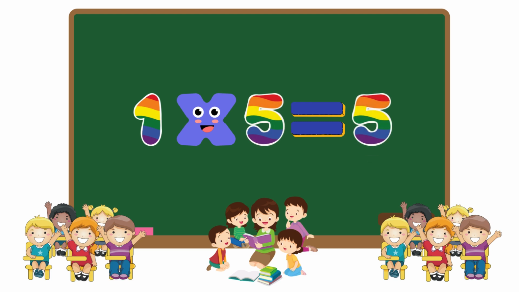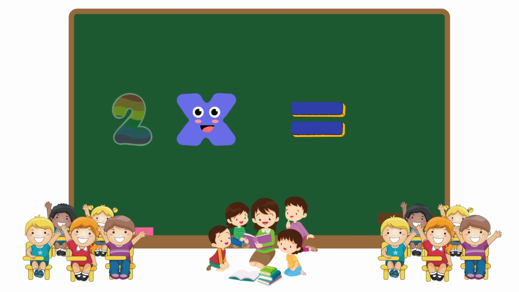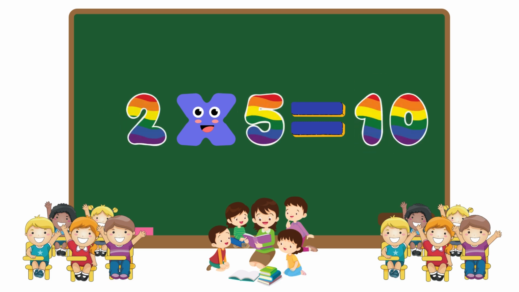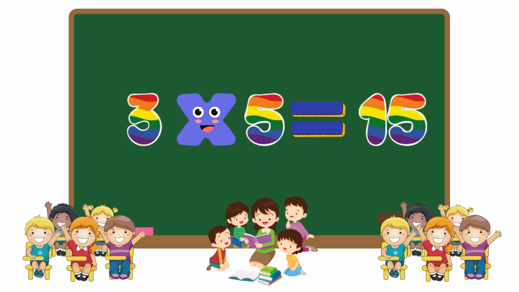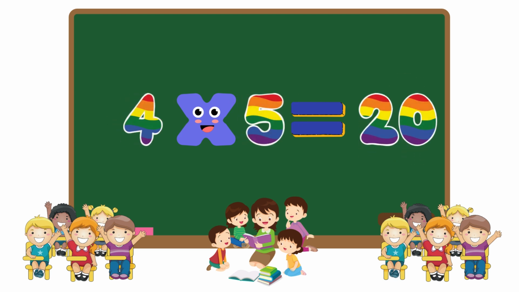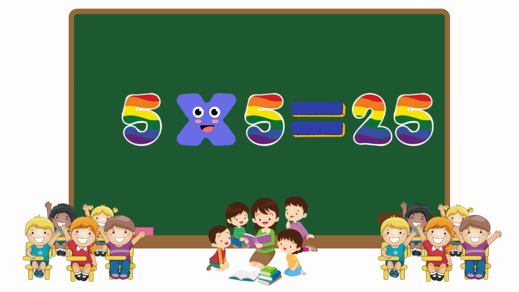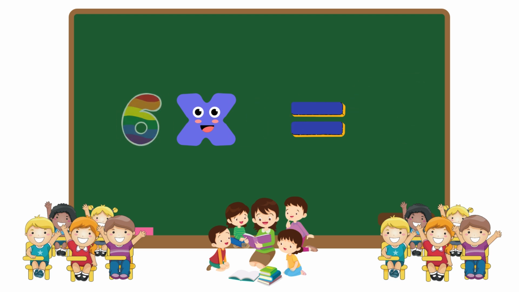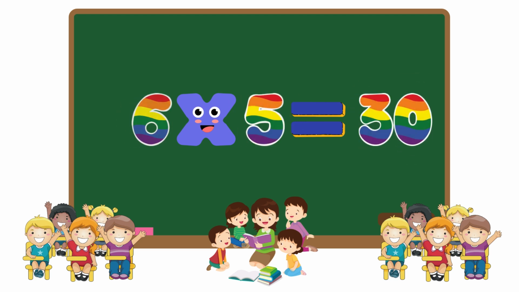1 times 5 equals 5. 2 times 5 equals 10. 3 times 5 equals 15. 4 times 5 equals 20. 5 times 5 equals 25. 6 times 5 equals 30.